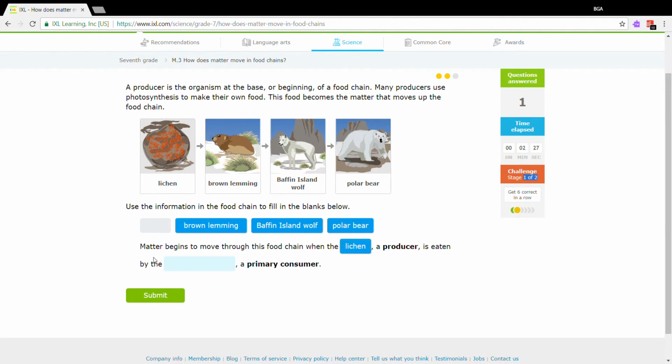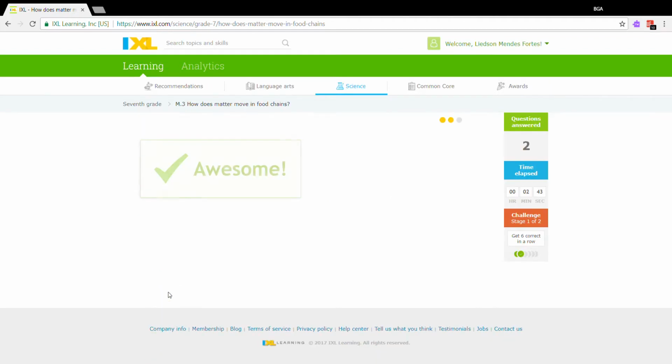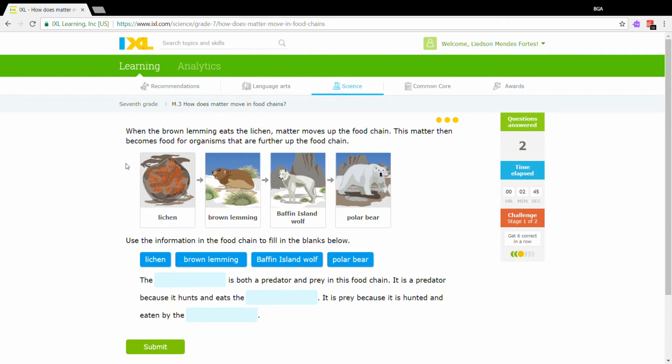And then it's eaten by the blank, a primary consumer. Well, I know a consumer is something that eats another thing. I'm not sure about primary consumer, but I can guess that primary is kind of like prime, like the first. So I'm going to guess the brown lemming. Let's see if that is right. Haha, it is right. So my assumptions were correct.